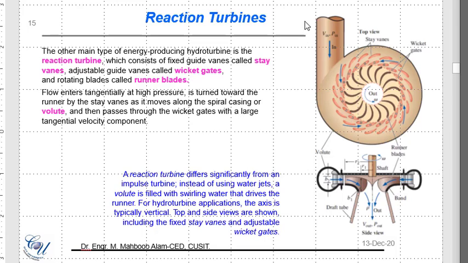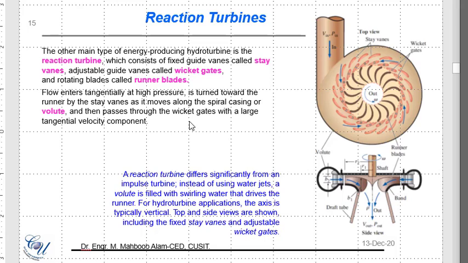The flow enters tangentially at higher pressure because we have higher flow rate. So we ensure that the water enters, for example, at the higher pressure. This is turned towards the runner by these stay vanes. For example, the water is coming into this from this direction. These stay vanes are making the water enter into this system and then hitting the main blades. So the flow enters tangentially at higher pressure. They are turned towards the runner by the stay vanes, and it moves along the spiral casing and then passes through the wicket gates with a large tangential velocity component. You see the momentum that we studied earlier. Momentum is exchanged between the fluid and the runner as the runner rotates, and there is this large pressure drop.